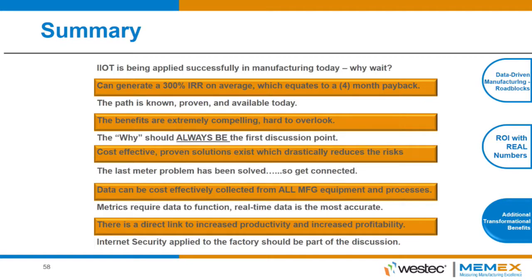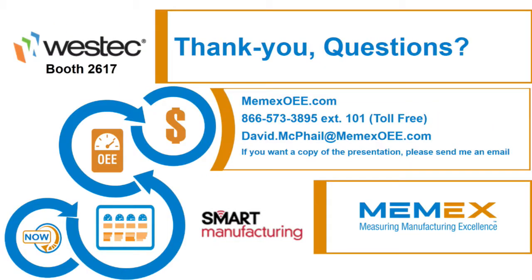The last meter problem has been solved. We can connect all of the legacy equipment that exists. About 70% of the equipment on factory floors today is what is deemed legacy equipment, where the only way we're going to get the data out of that equipment is to plug in a hardware device, and we chose to develop an MTConnect capable hardware device. And then the why should always be talked about, and cybersecurity should always be paramount. We shouldn't just open up the network and see what happens. And with that, I'll take some questions.